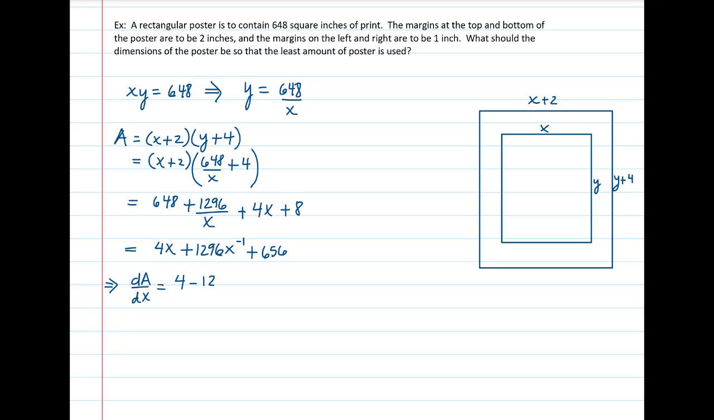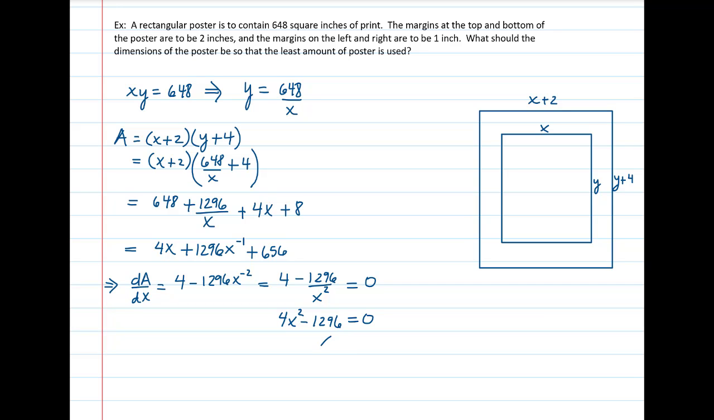The derivative of the area of the whole poster with respect to x is going to be equal to 4 minus 1296 x to the negative 2, which is the same thing as 4 minus 1296 over x squared. Setting that equal to 0, we're going to find our critical numbers. And again, just like we've done before, we combine those two things. We only care when the top is equal to 0.